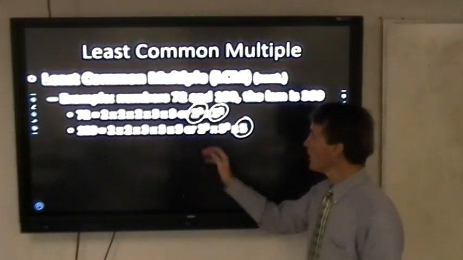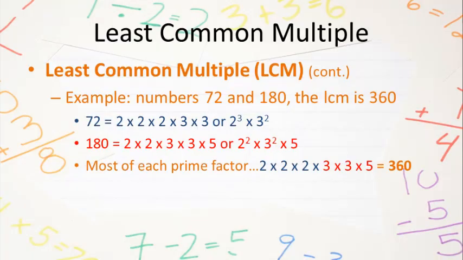Now, if I multiply all those numbers together, I have 2 cubed, which is 8, times 3 squared, which is 9, times 5. That gives me a total of 360.